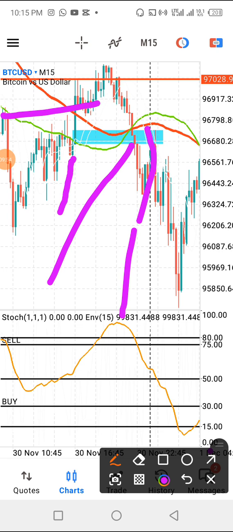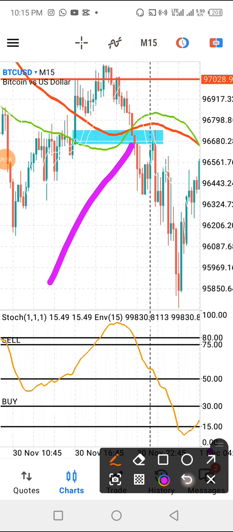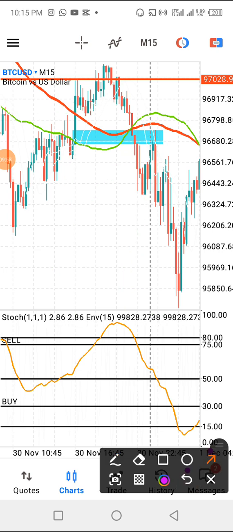I'm waiting for price to cross below 75. Immediately price came back to this point, then I took my sell. Your stop loss will be a few pips above here. And what I want to say again is, this line crossing below level 75, take your sell.